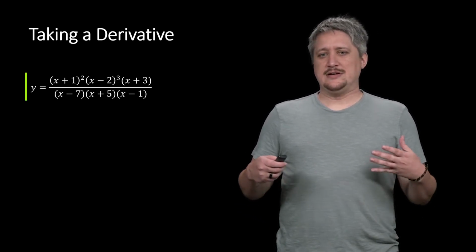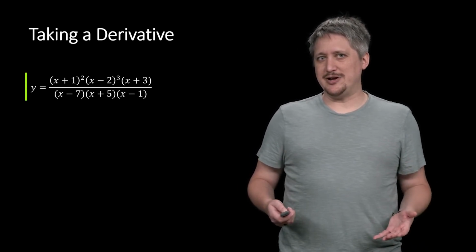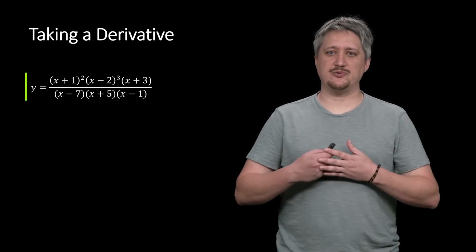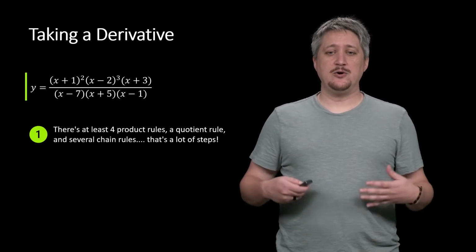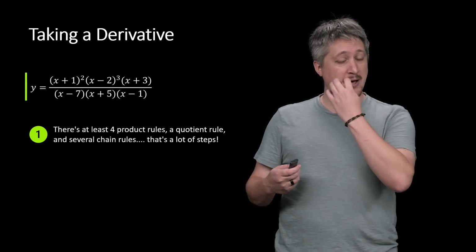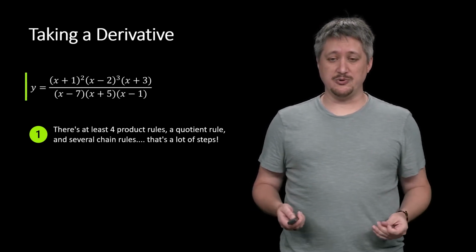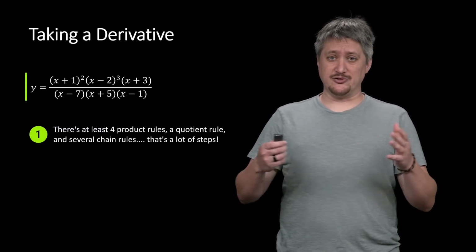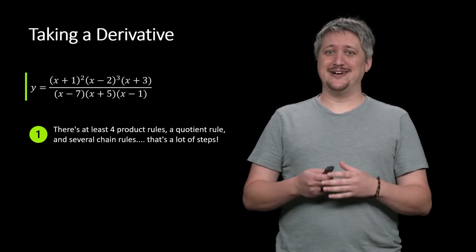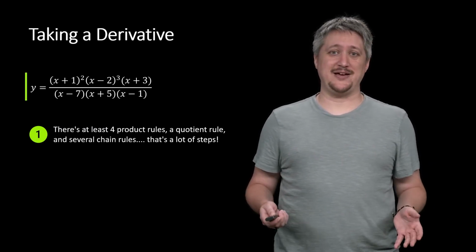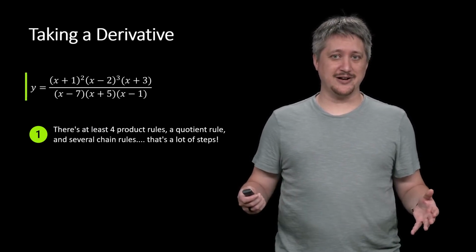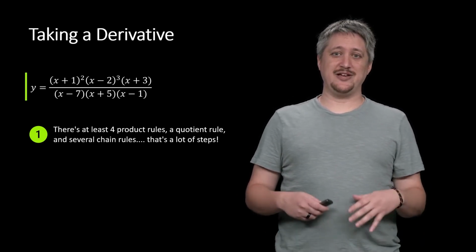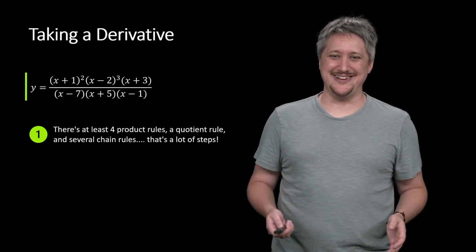Now, with the tools we have, we really have two options on how we would take the derivative. The first one is we could just tackle it as is. So we could just jump in. We'd have at least 4 product rules, depending on how you're doing this. You'd have a quotient rule, a bunch of chain rules. There's a lot of rules, a lot of steps, a lot of places where mistakes can get made. The chances of going through all of that work and having a right answer, not great. Not to mention it would take forever, right?